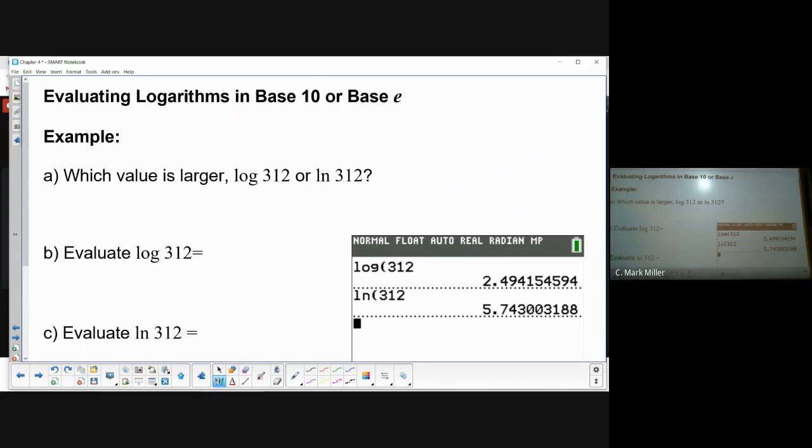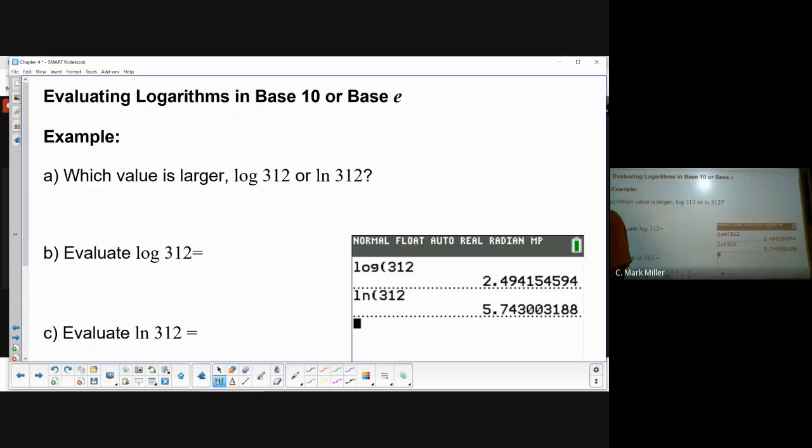This one here. Let's just think of something. Which is larger, log 312 or natural log 312? And you have plenty of information to solve this. Which is going to be bigger, log of 312 or ln of 312? This is the power I have to raise 10 to get 312. This is the power I have to raise e to get 312.